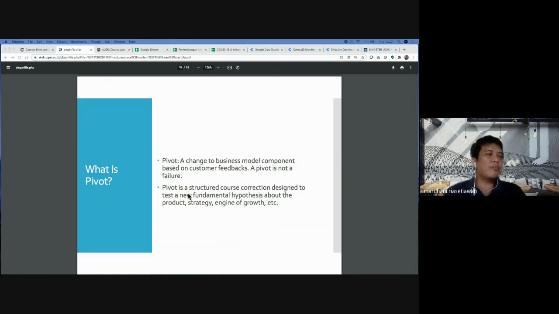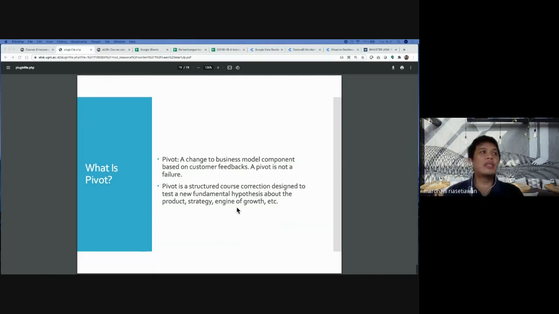And pivot is a structural course correction. The pivot is actually a correction from the customer about our idea. They criticize our idea, our point of thinking, give us a lot of feedback, and then give us something new. Fundamentally, this is testing a hypothesis about the product strategy and an engine of growth for your startup. So that is the principle of the lean startup.